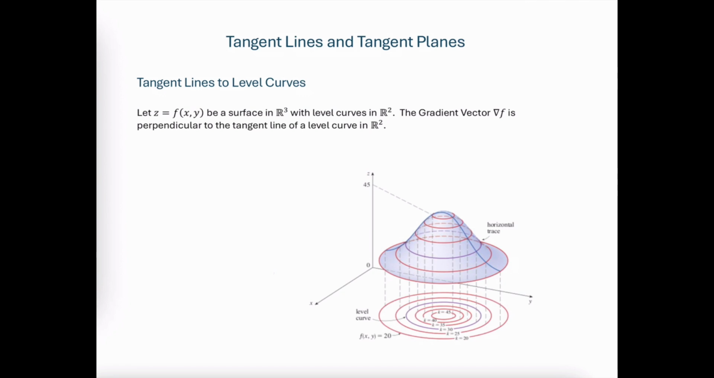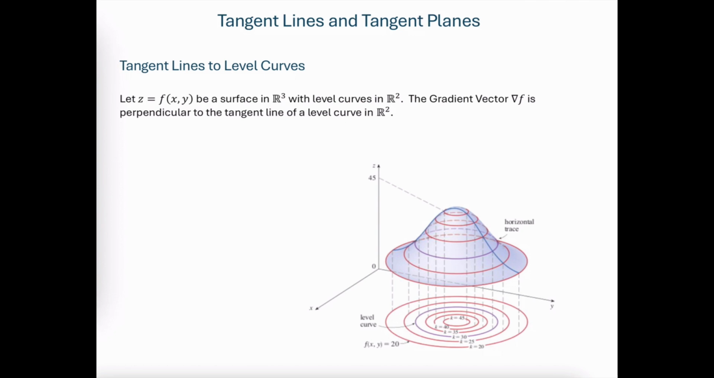We're now going to discuss how the gradient vector can be used to find the tangent line to a level curve and as well the tangent plane to a level surface. As a reminder, a level curve can be interpreted as the projection of the horizontal trace curves, or the intersection curves, when I slice a surface with a horizontal plane, and then we get that trace curve shadow projected down into the floor. So that is a level curve.